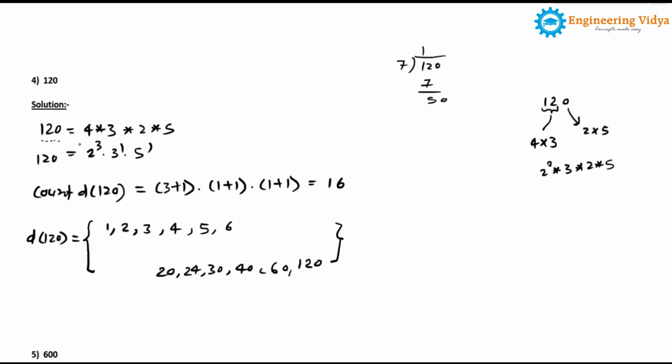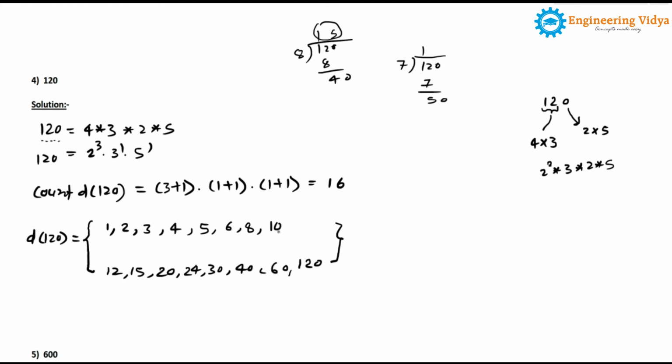But I'll check for 8, right? Can 8 divide 120? 8 times 1 is 8, the remainder will be 4, and 8 times 5 is... Yes, 8 can divide 120, and the quotient is coming 15, so 15 also will divide 120. So here I'll write 15 as well. Now after 8, 9 cannot divide 120, but 10 can divide 120. If 10 can divide 120, then here it will be 12, right?